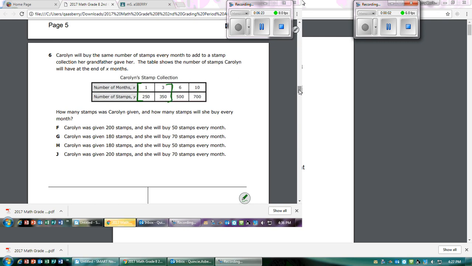Here's my first 2. So now I have my y2 is 350 minus my y1 250 over 3 minus 1. If I simplify it, I get 100 over 2. If I divide that, that equals 50. So my slope is 50. So that means each month she is getting 50. So I can already eliminate G and J.